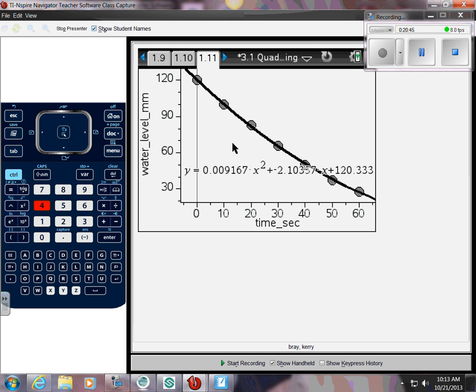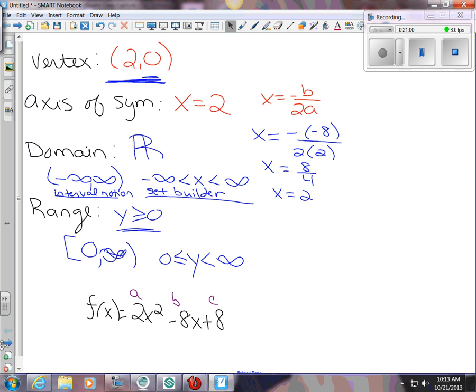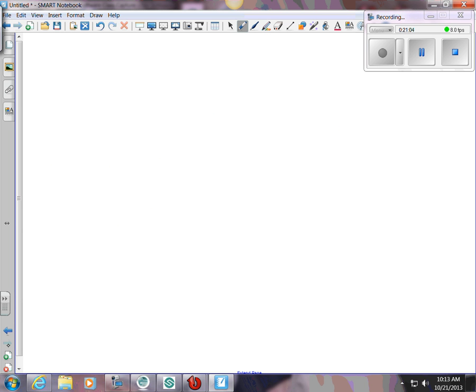Is it pretty? No. Is it okay that it's not pretty? Yeah, absolutely, guys. They're not always going to be these beautiful functions, okay? So it's not pretty. That's okay. Okay, so we have our function, y equals 0.009167.